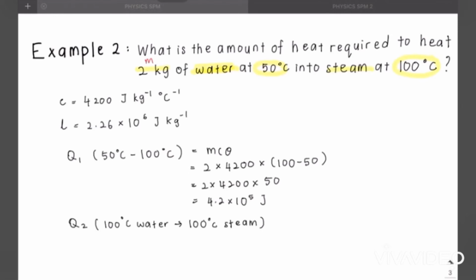So to find this Q2, you need to use the specific latent heat, which is Q equals ml. Just rearrange, okay? So m is 2 times 2.26 times 10 power of 6. You will get 4.52 times 10 power of 6 joules. Okay, the final answer is actually the sum of Q1 and Q2, because you need the amount of heat required, right? So just add it together and you will get 4.94 times 10 power of 6 joules.